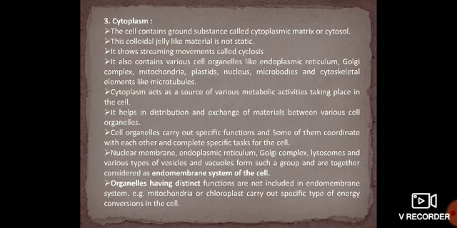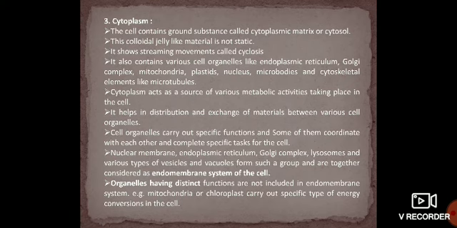Now the cytoplasm has various types of organelles like endoplasmic reticulum, Golgi complex, mitochondria, plastids, nucleus, microbodies, and cytoskeletal elements like microtubules. Cytoplasm also acts as a source of various metabolic activities which take place in the cell, and ultimately it is connected to the whole body.